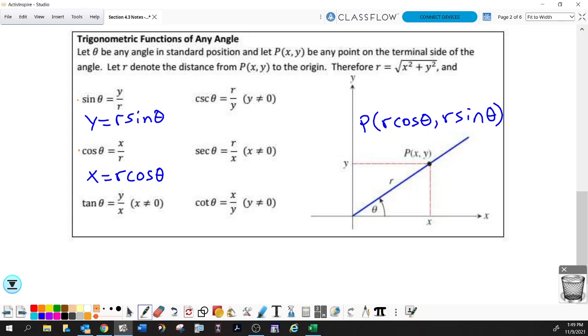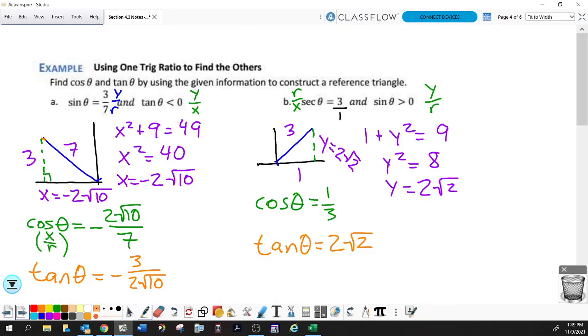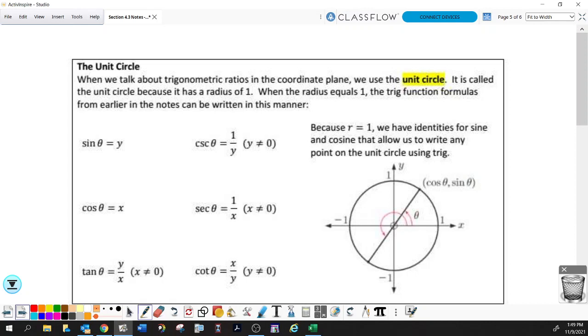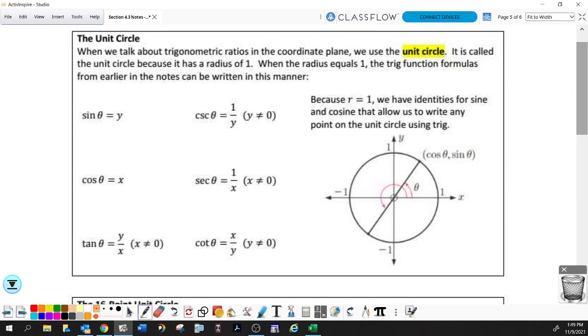I got a question for you though. How big is the radius in the unit circle? Oh. Well, if the radius is 1 in the unit circle, then we just get this box. It's the same exact box, except every time I would have written r, it equals 1. So no, sine is not y over r, sine is y over 1. So sine is y. And cosine is not x over r, cosine is just x.